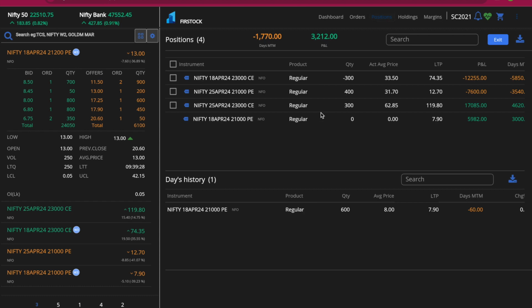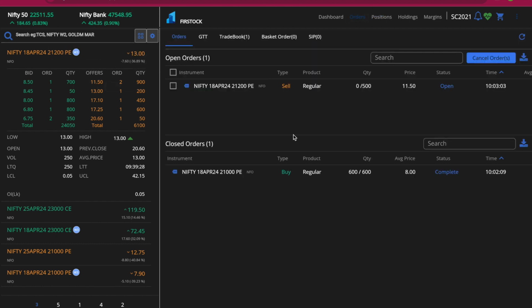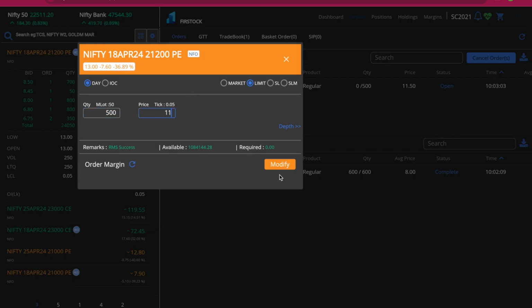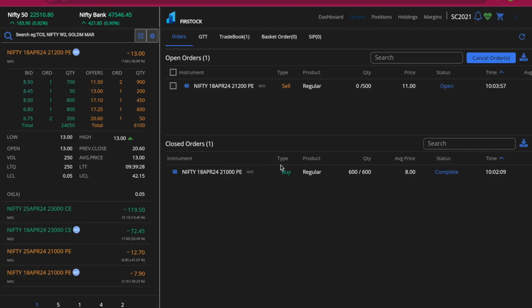Let's check the positions. Here we can see our CE and PE. The PE has already decayed so much, and the 400 lots have decayed. This is the value. Orders are not even getting triggered at 11. Let's check out 11.5. It's not getting triggered. Let's check out 11. It's very bad. The liquidity is so poor. I'm not sure how we can get such poor liquidity here.